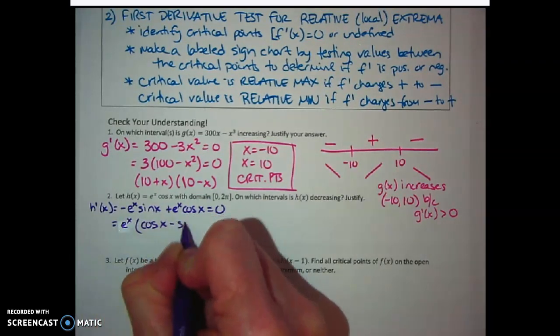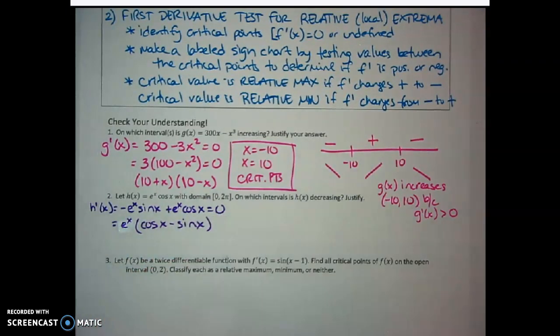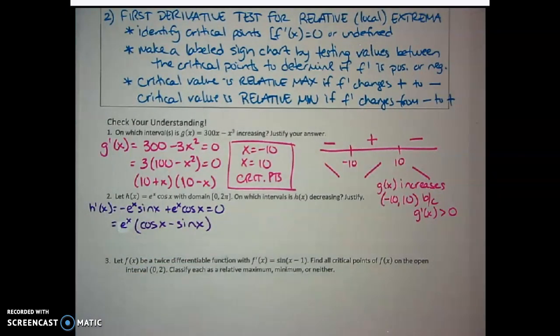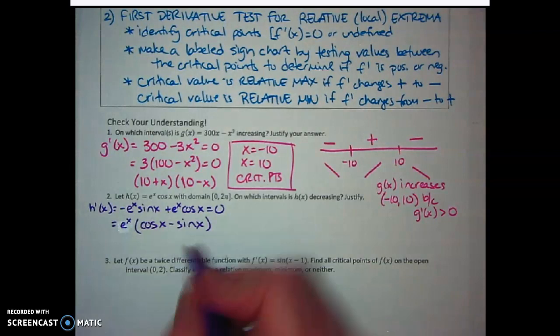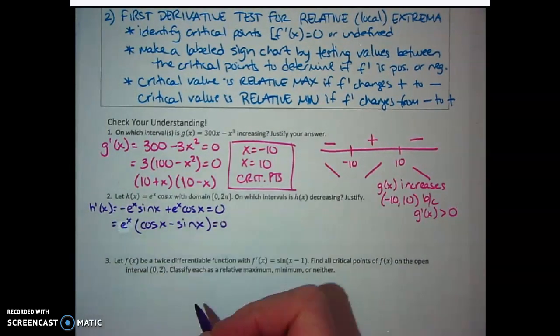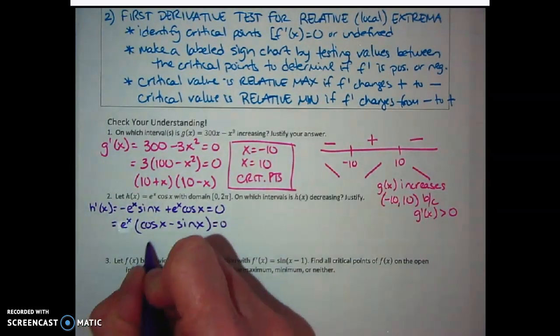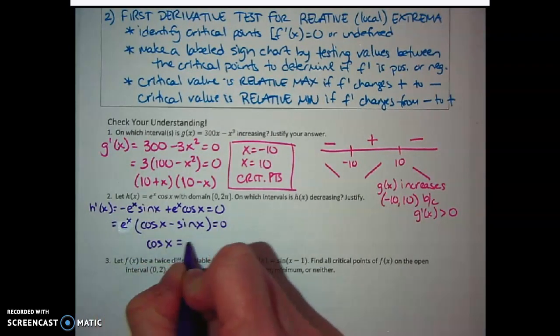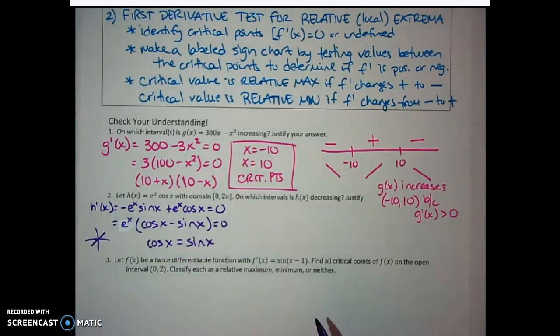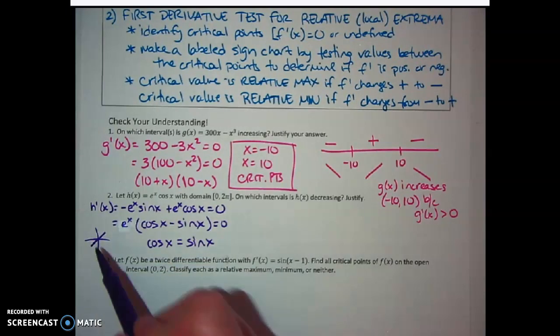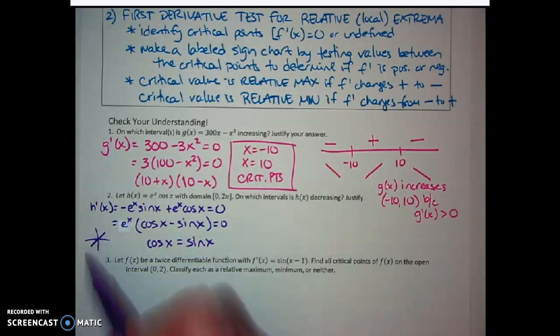I'm going to factor out that e to the x because remember that e to the x is just a constant. We're having a constant raised to a power. It's always going to give us a constant. When I set this equal to 0, cosine of x minus the sine of x equals 0 is the same thing as saying when is the cosine of x equal to the sine of x. And if we think about the unit circle, we know that that happens at pi over 4 and at 5 pi over 4. In the first quadrant they're both positive, and in the third quadrant they're both negative.